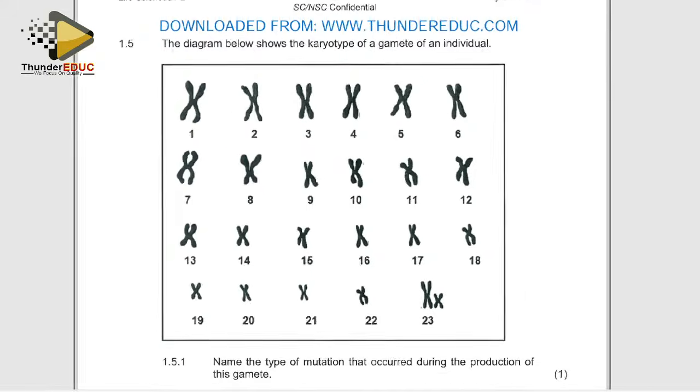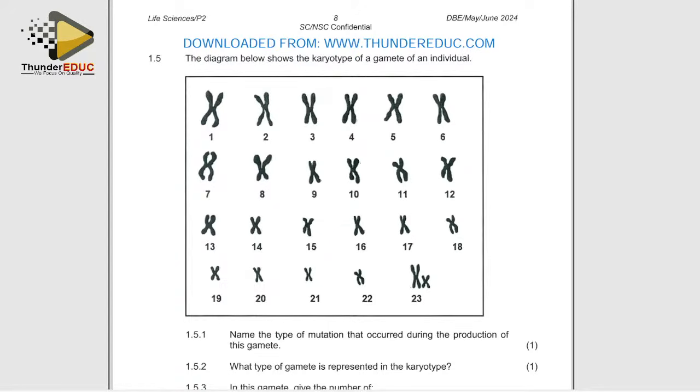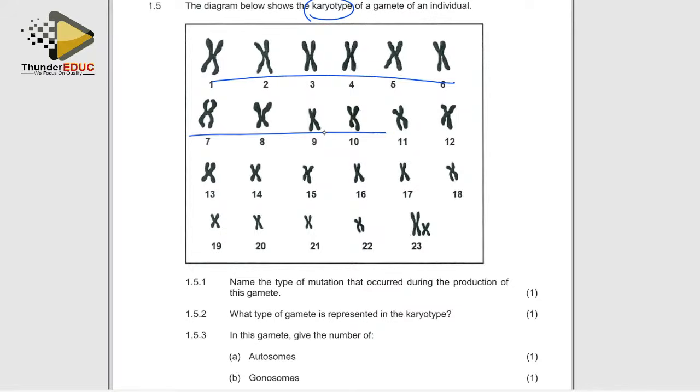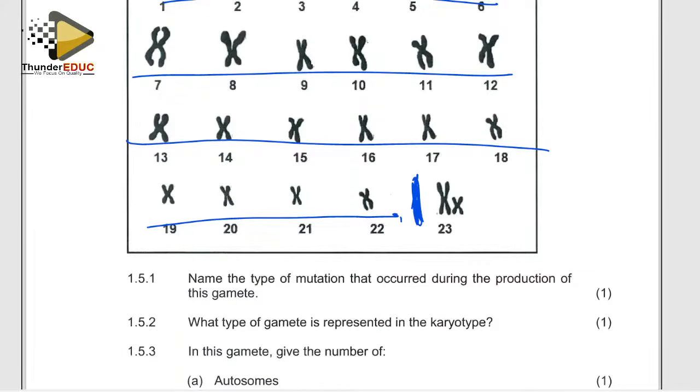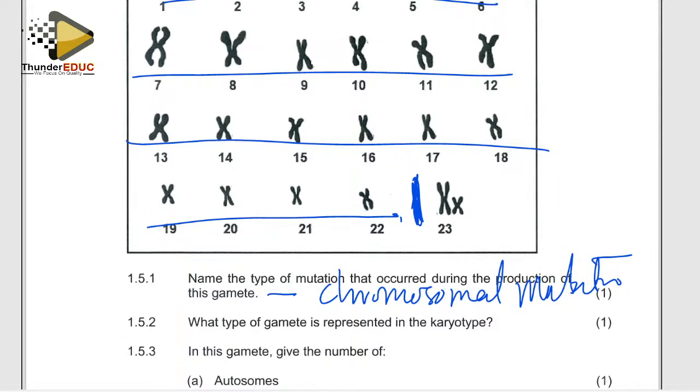Yes. Then you go to the next question. The next question is talking about the diagram below, which shows the karyotype of a gamete of an individual. If you look at this karyotype, the type of mutation is called chromosomal aberration or chromosomal mutation. So just say that's chromosomal mutation. The type of gamete formed here, because now it has two gonosomes, and these two gonosomes are different.